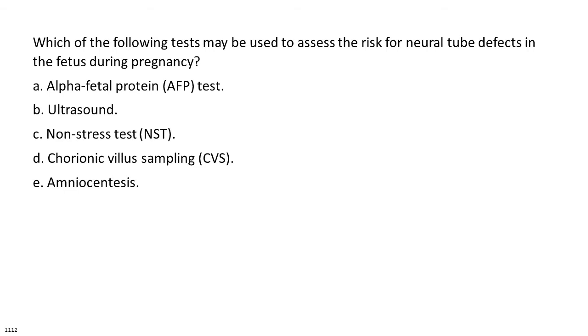Which of the following tests may be used to assess the risk for neural tube defects in the fetus during pregnancy? A. Alpha fetoprotein, AFP, test. B. Ultrasound. C. Non-stress test, NST. D. Chorionic villus sampling, CVS. E. Amniocentesis.